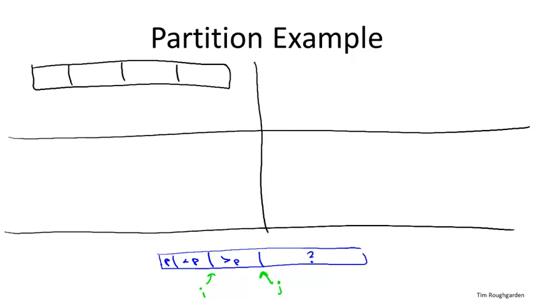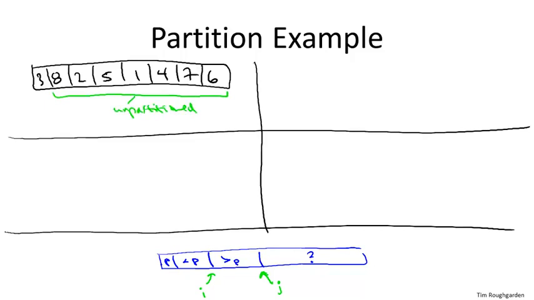So let's use our running example array. Stuff is pretty simple when we're starting out. We haven't looked at anything, so all this stuff is unpartitioned. And i and j both point to the boundary between the pivot and all the stuff that we haven't seen yet.